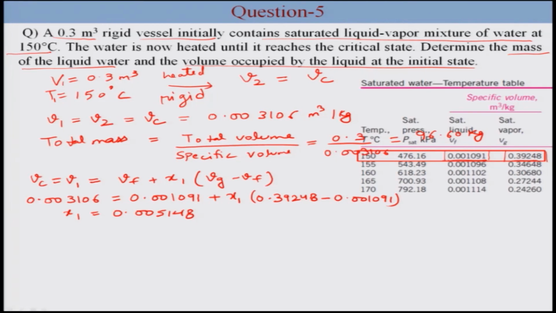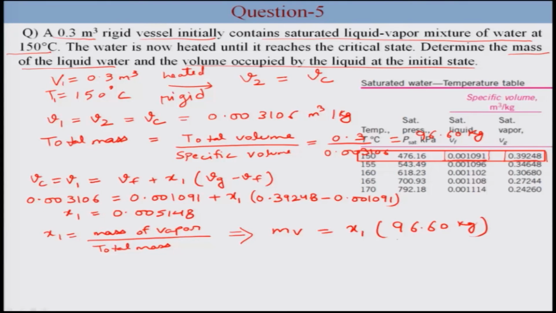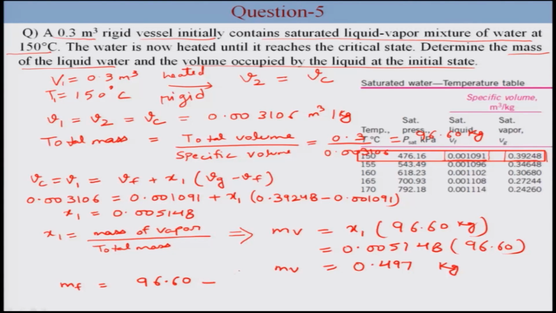We have to determine the mass of the liquid water and the volume occupied by the liquid at the initial state. So, quality is mass of vapor divided by total mass. So, therefore, total mass is known, mv is equal to x1 multiplied by total mass, which is 96.60 kg. So, x1 is 0.005148 multiplying it by total mass. So, mass of vapor is equal to 0.497 kg. Mass of liquid, which is mf, is equal to total mass 96.60 minus mass of vapor. This is equal to 96.10 kg.